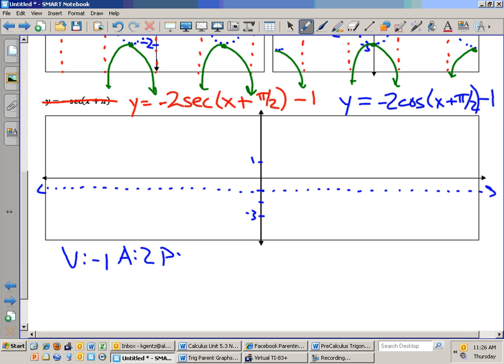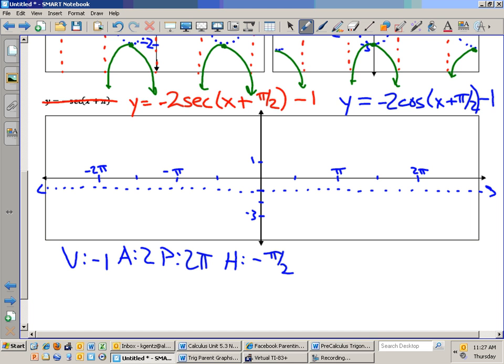Now I identify the period, which is what? 2 pi over b, so 2 pi. So I'm going to mark that out. And then I need to account for a horizontal shift. What is the horizontal shift?